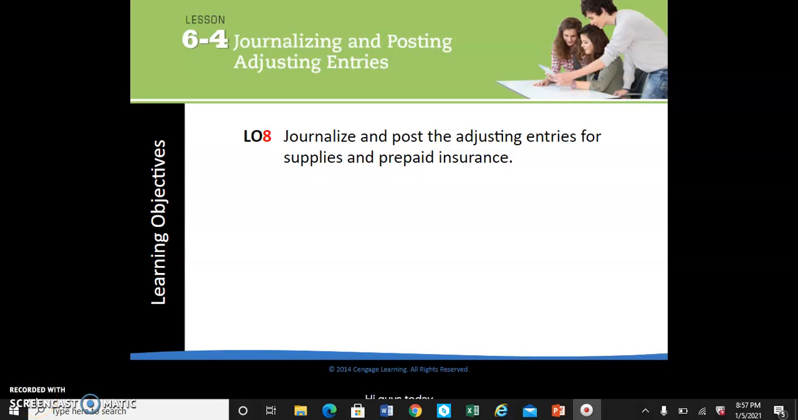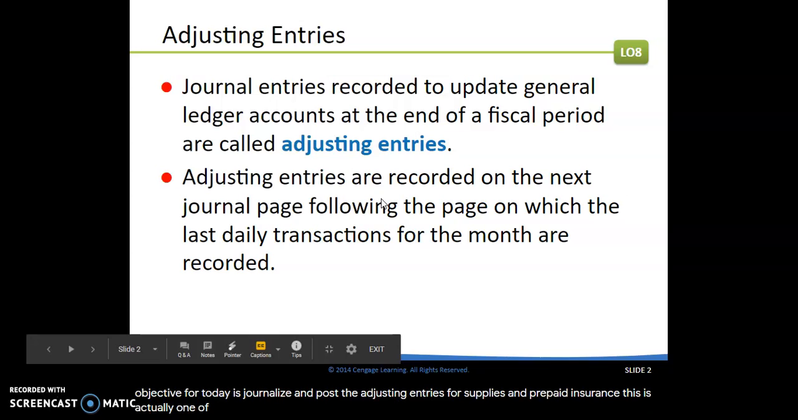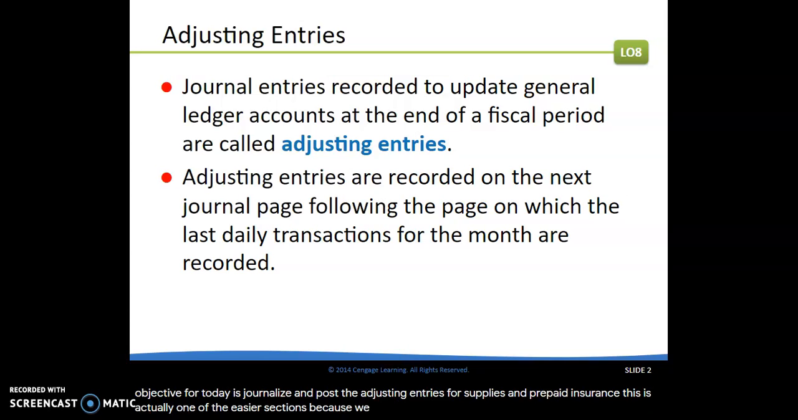Hi guys, today we are going to finish up chapter 6 by journalizing and posting adjusting entries. So our objective for today is to journalize and post the adjusting entries for supplies and prepaid insurance. This is actually one of the easier sections because we already learned about adjusting entries when we did them in columns 3 and 4 of the worksheet.